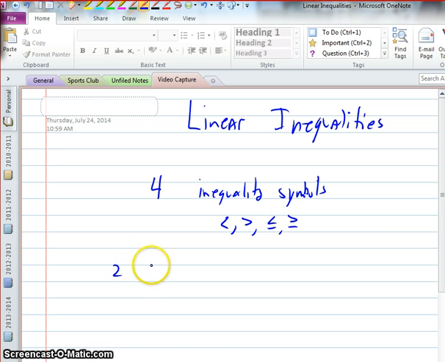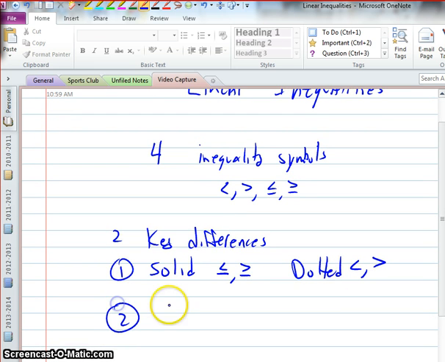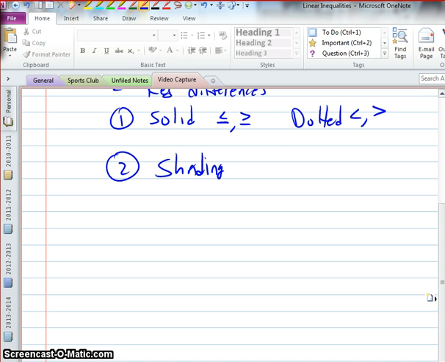So there are 2 key differences between graphing a line and graphing a linear inequality. One is the line is going to be solid if you see one of these, or it's going to be a dotted line if you see one of these inequalities. And the other thing you need to look for is all linear inequalities are going to have shading on one side of the line or the other. And so let me just get going with these and show you, because I don't think you're going to find this too difficult. At least I hope not.